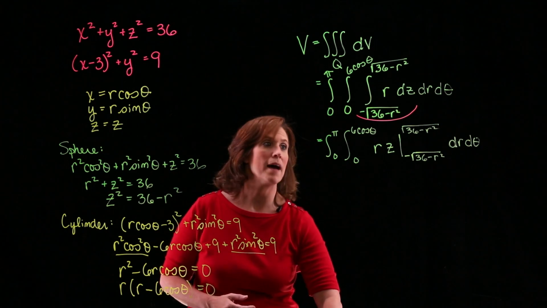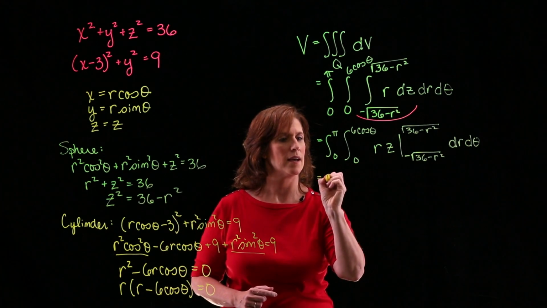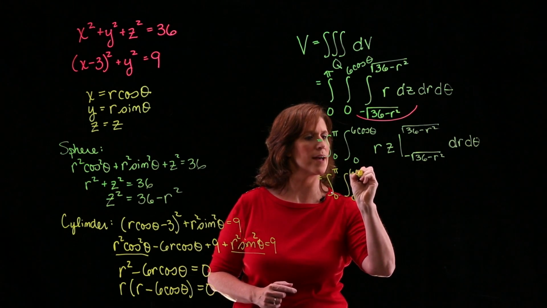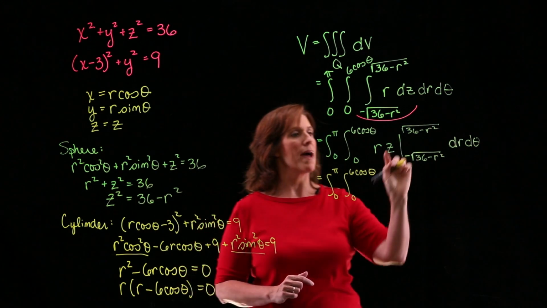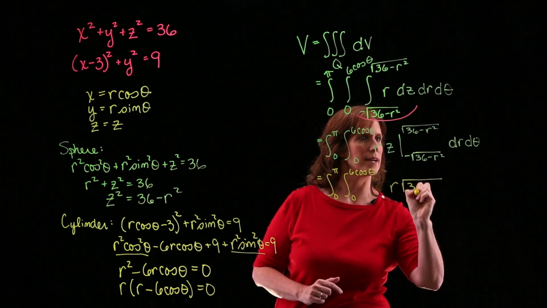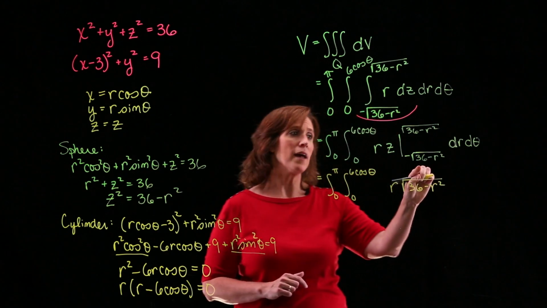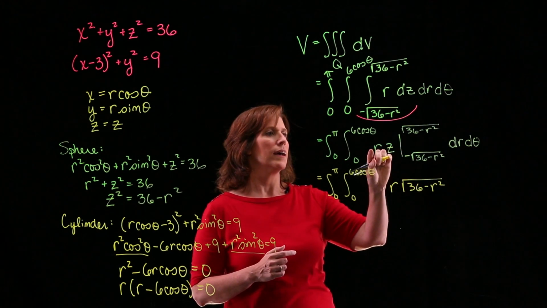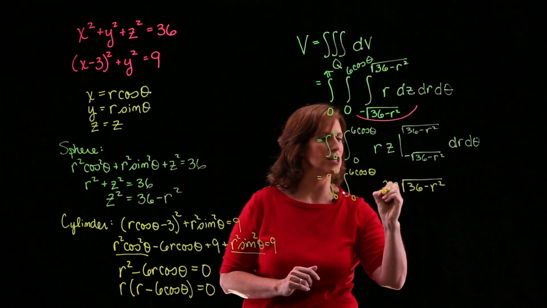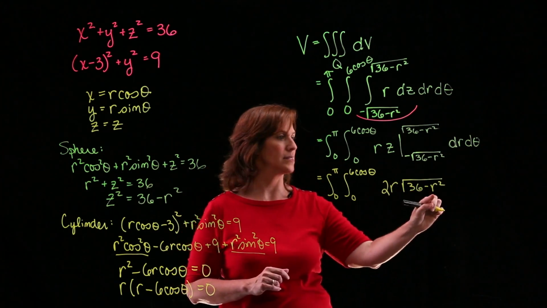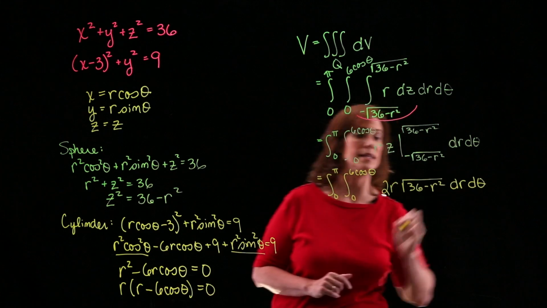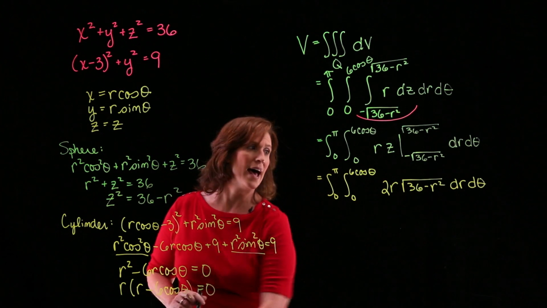Okay, plugging in my upper and lower limits, I get the integral from 0 to pi, the integral from 0 to 6 cosine theta. When I plug in my upper limit, I'll have r times the square root of 36 minus r squared. When I plug in my lower limit, I'll have minus r times minus square root of 36 minus r squared. When I combine those together, I just get 2r times the square root of 36 minus r squared. And that's dr d theta.